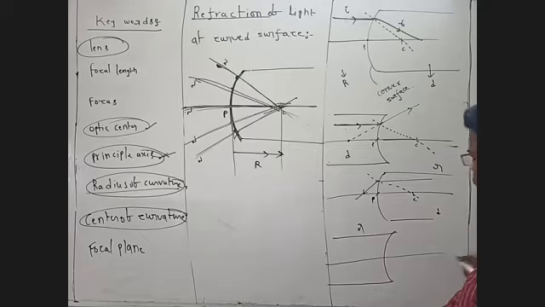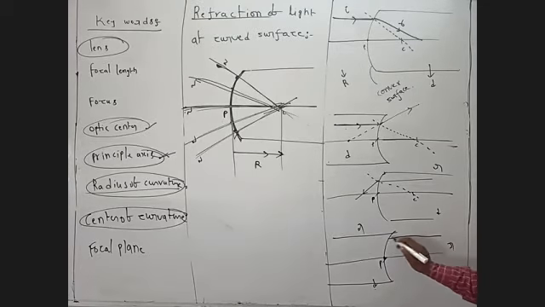Next, this is the optic center. This is a denser medium and this is a rarer medium. Light travels parallel to the principal axis. This is the normal. Light travels from rarer to denser medium, so it bends towards the normal. This is the curved surface.